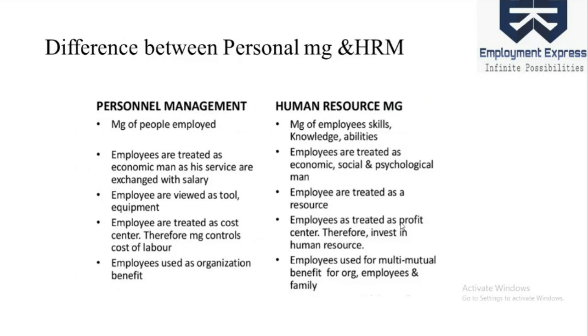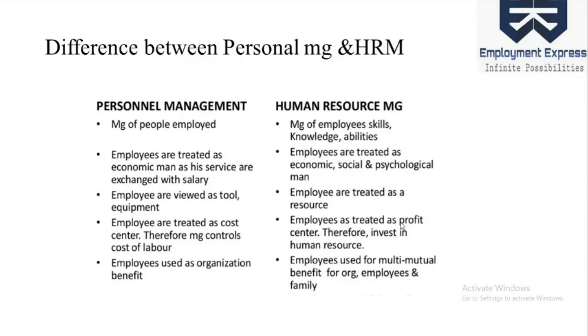In personal management, employees are treated as a cost center. Basically this is the cost of labor, related to their salaries, allowances and transportation. So we just see them as cost centers. Next, employees are used for organizational benefit. In personal management we see them as organizational benefits: if they are working, we have to see the result.